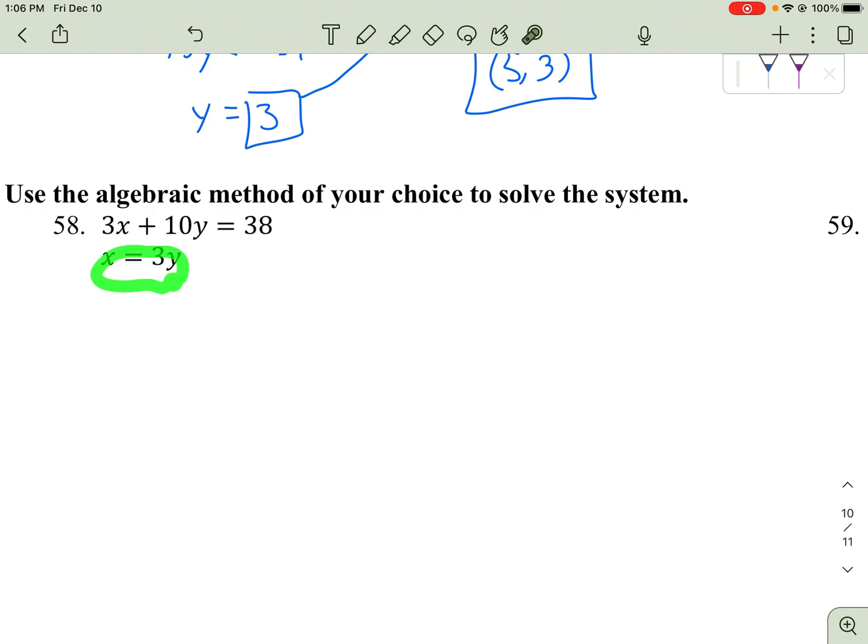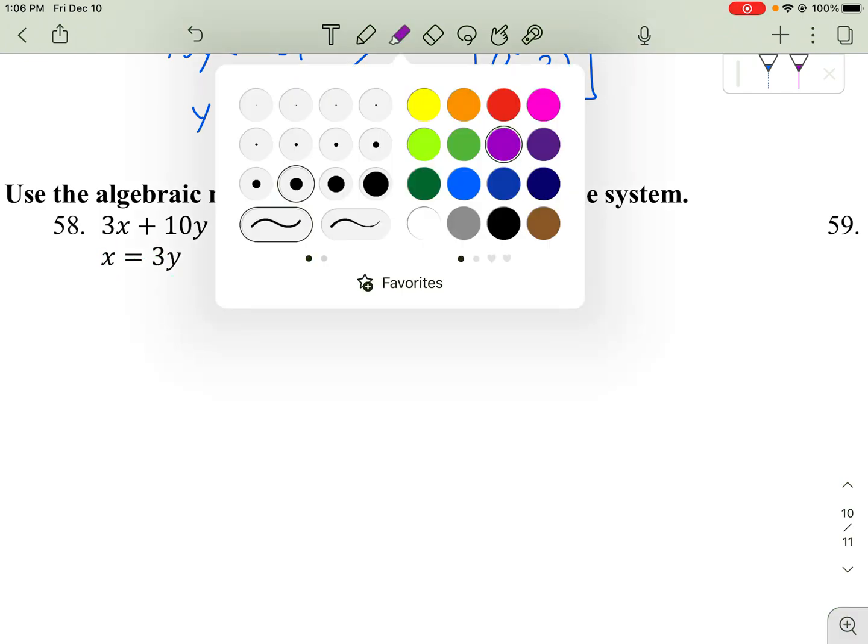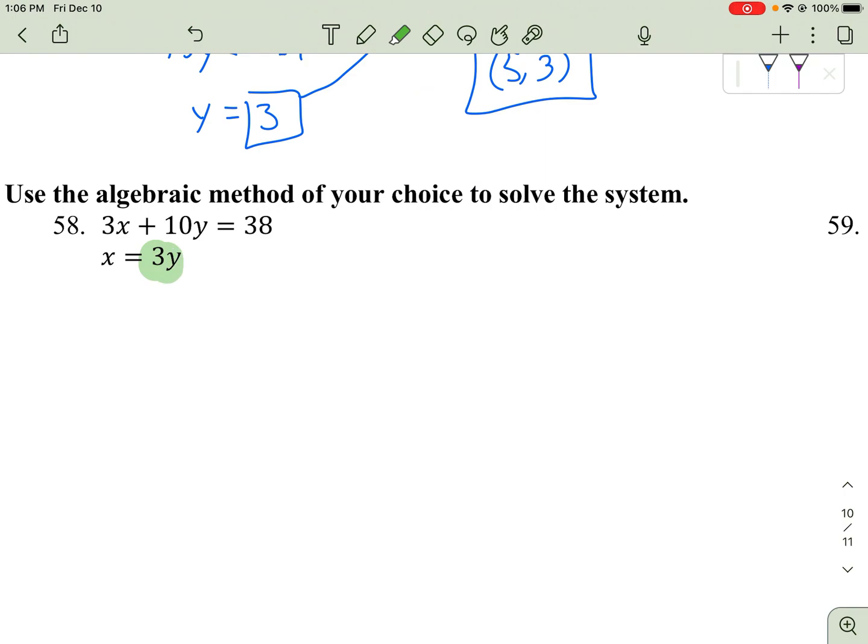For this one, since this is already solved for x, I think it probably makes most sense to take 3y and just plug it in for x right there. And so you get 3 times, instead of x, 3y, plus 10y equals 38. This will get us 19y when we do 3 times 3, and then plus the 10y. So divide by 19, you get y equals 2.